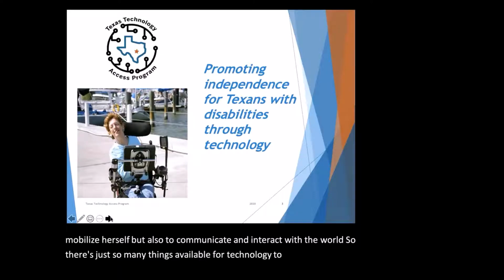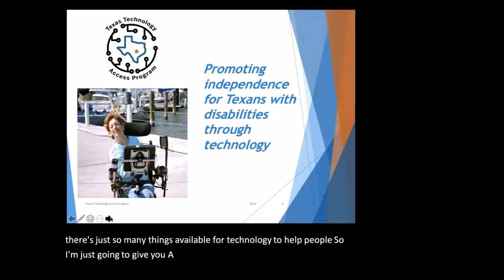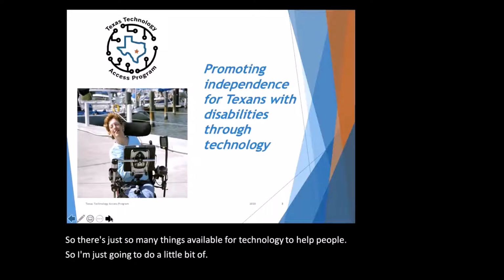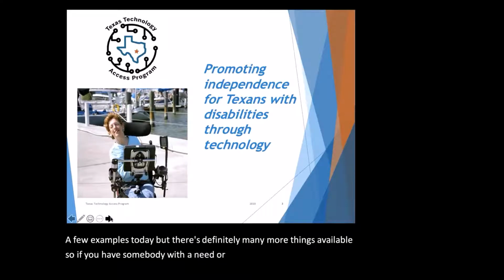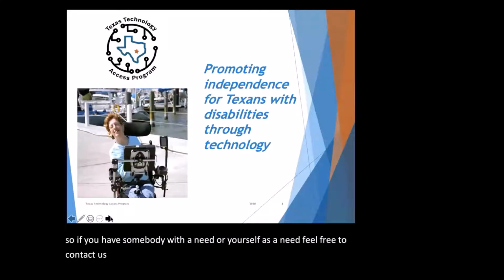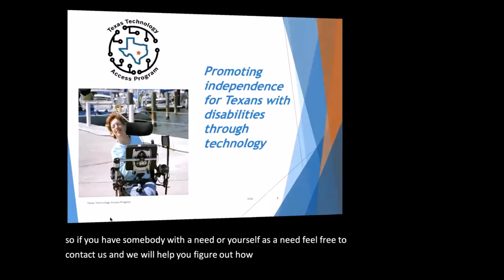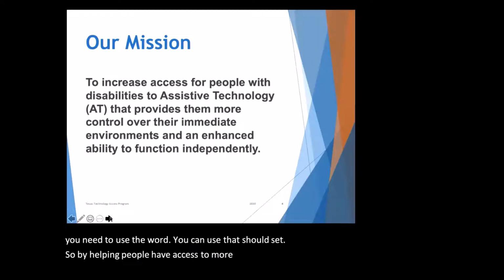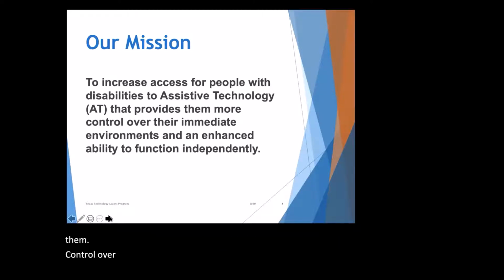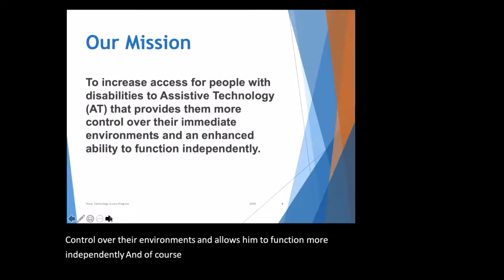So I'm just going to give you a few examples today, but there's definitely many more things available. So if you have somebody with a need or you yourself have a need, feel free to contact us and we will help you figure out what you can use. So by helping people have access to more assistive technology, it gives them control over their environments and allows them to function more independently. And of course, that helps them have a higher quality of life.